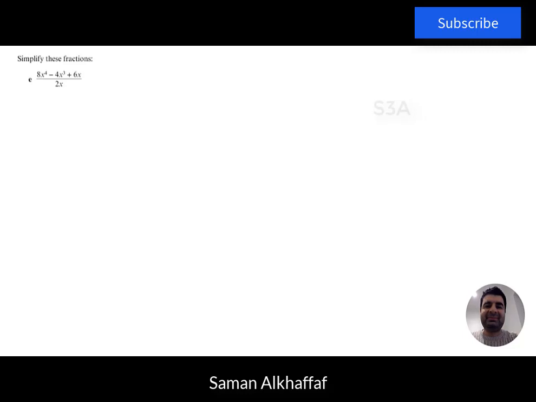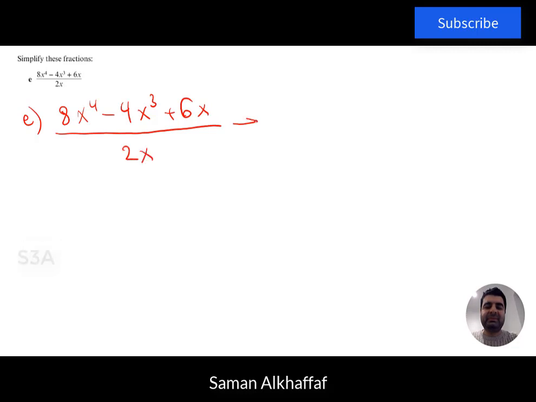In this scenario, we have the expression shown and we will need to simplify to its simplest form. So first we write the numerator and denominator. So we have 8x to the power 4 minus 4x cubed plus 6x divided by 2x. So first we can break down the terms to each to be divided by the denominator. So that will be 8x to the power 4 over 2x minus 4x cubed over 2x plus 6x over 2x.